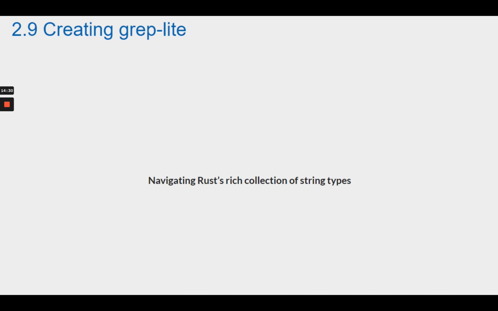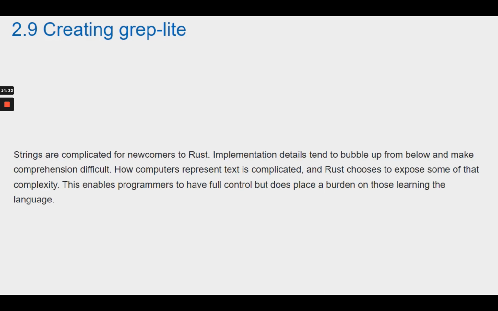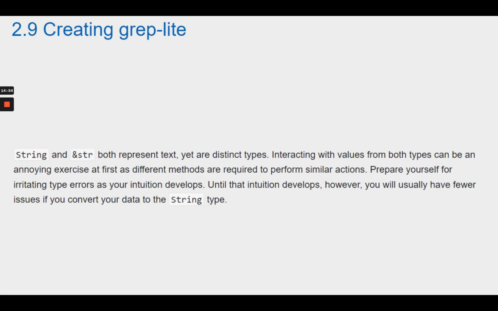Navigating Rust's rich collection of string types. Strings are complicated for newcomers to Rust. Implementation details tend to bubble up from below and make comprehension difficult. How computers represent text is complicated, and Rust chooses to expose some of that complexity. This enables programmers to have full control, but does place a burden on those learning the language.